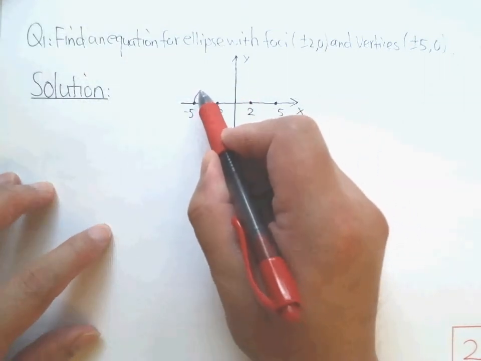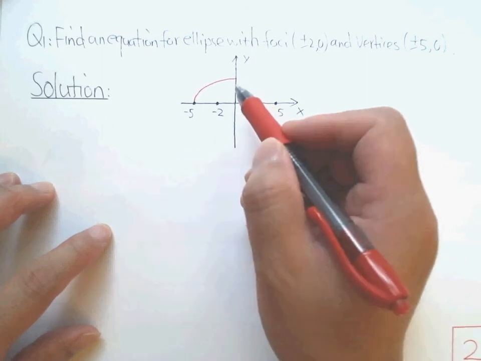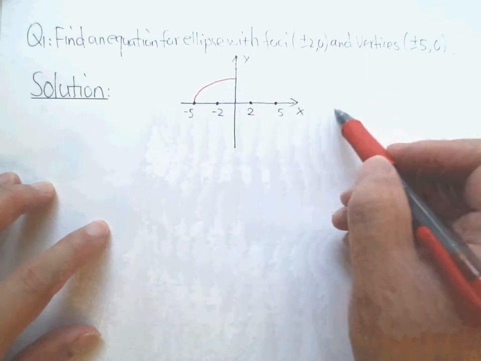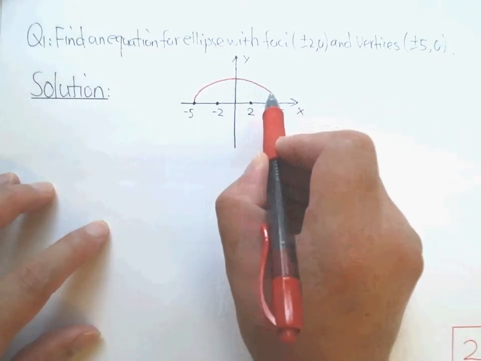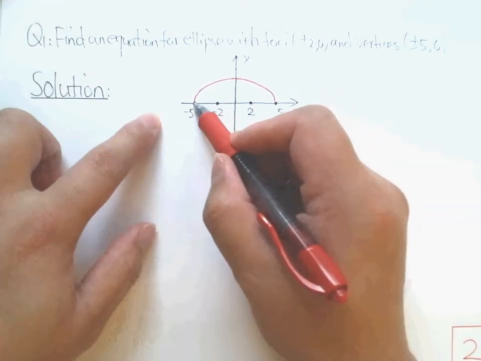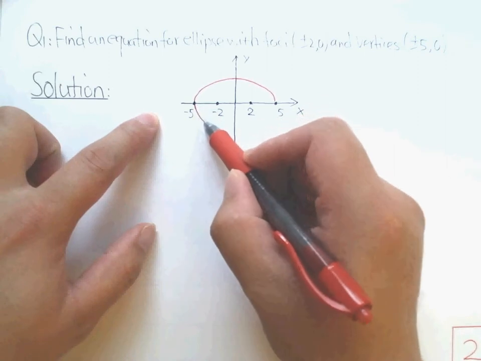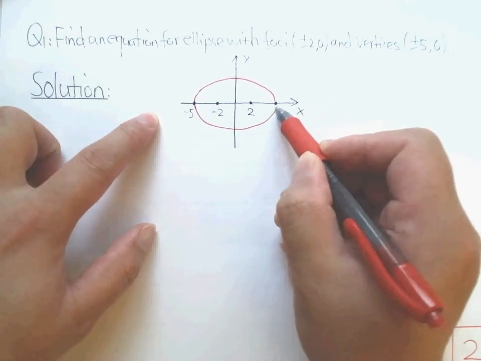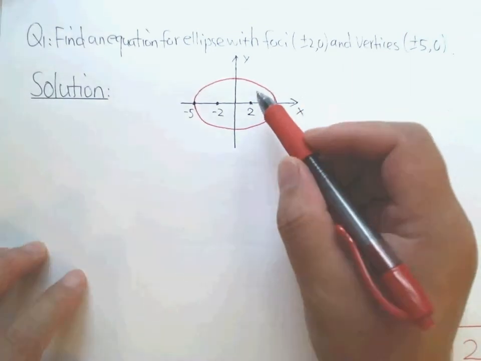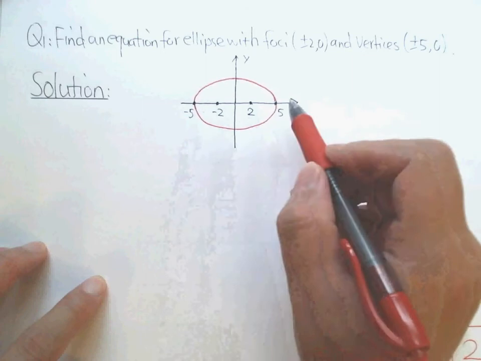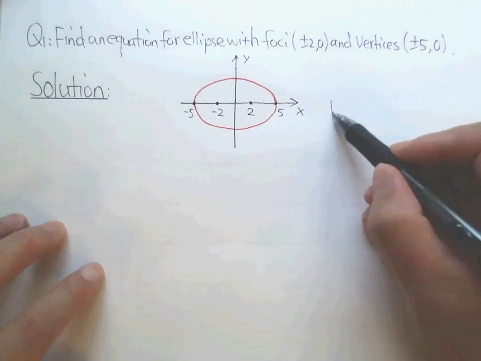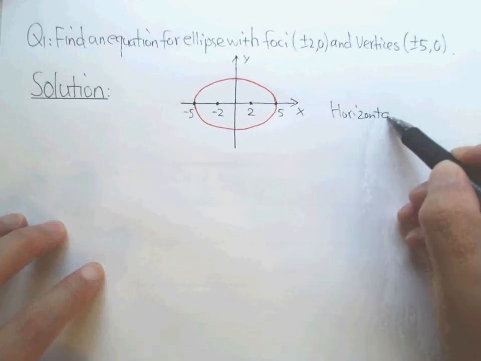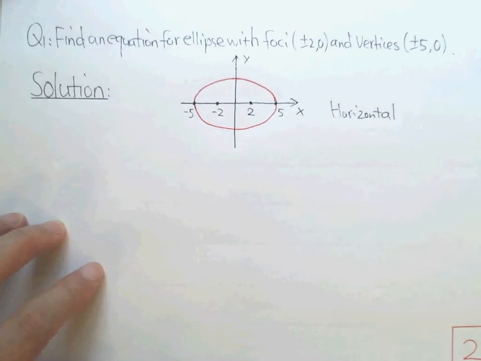Simply, we draw it like this. It is horizontal, right? We can see it is horizontal because the major axis is horizontal. It's laid down. So you can get a basic idea of what the graph looks like. This is the basic graph, and this is F1, F2, V1, V2, the two vertices. This is b, this is a, this is c. So we have the type determined: it should be horizontal, because the major axis is horizontal.